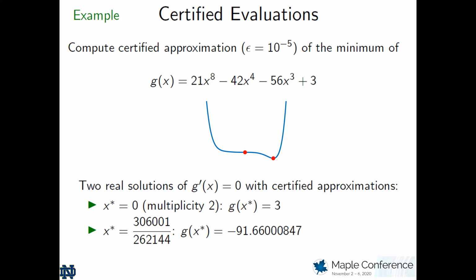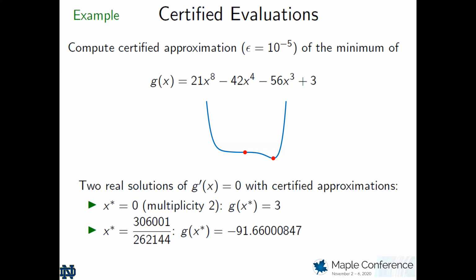So there are 2 roots. X equal to 0 has multiplicity 2. So when we do our computation, the first thing we do is take a square-free factorization so that we reduce everything to the multiplicity 1 case, but we do record that multiplicity. And then we can evaluate, and we get 3. And then we have the other root, which we approximate by this rational value.